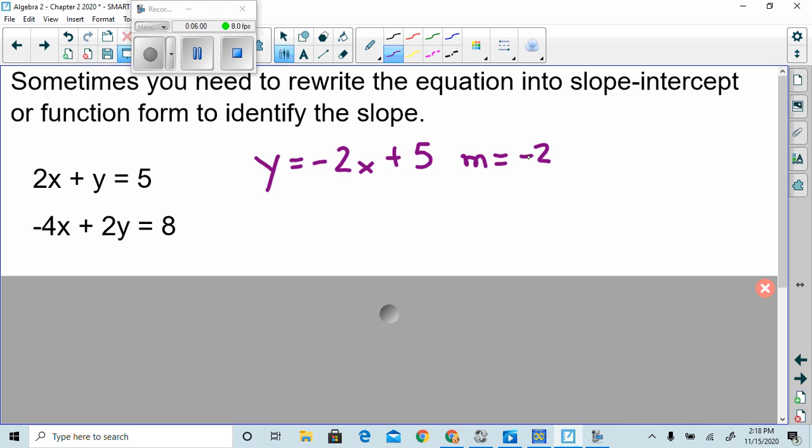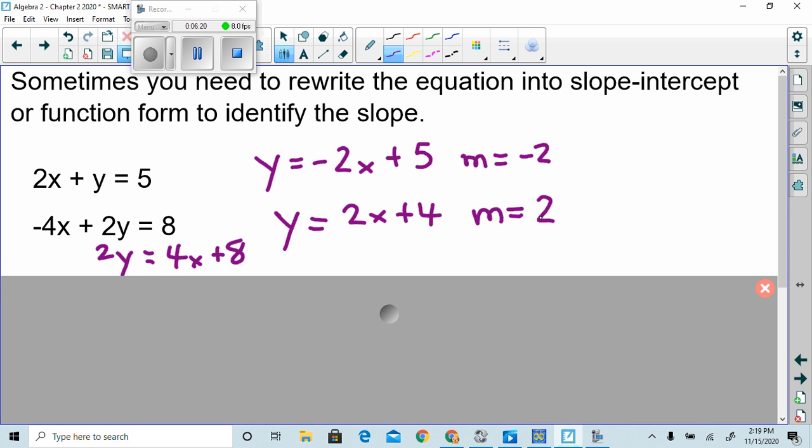In my second one, step 1 is going to tell me let's move that 4x over by adding it to the opposite side. You then need to divide by 2 on all three terms. Y is equal to 2x plus 4, and m is equal to 2.